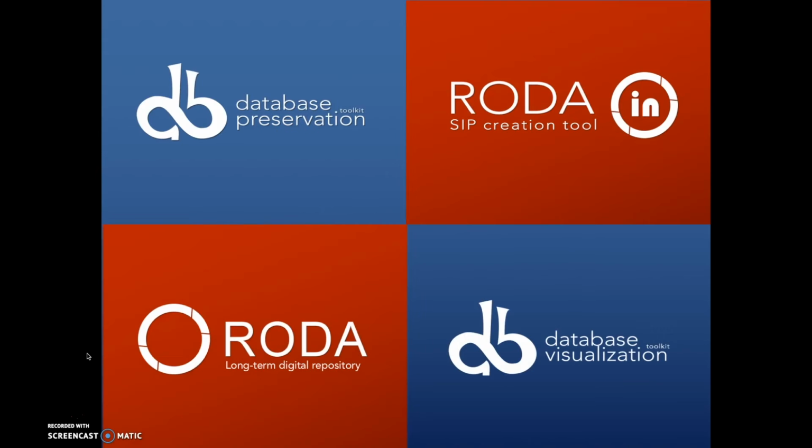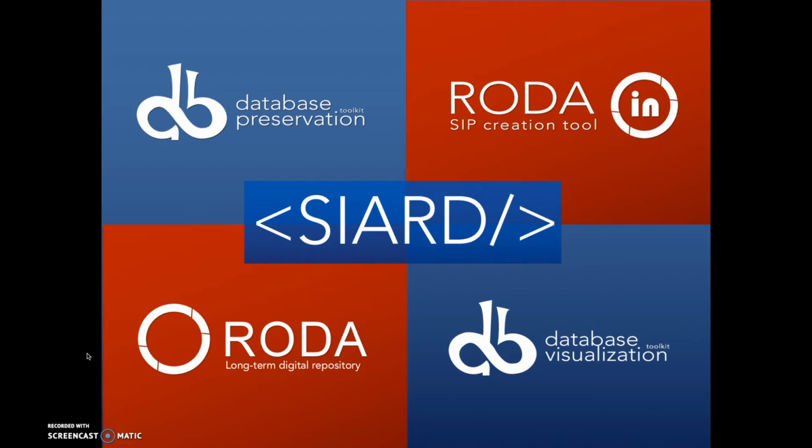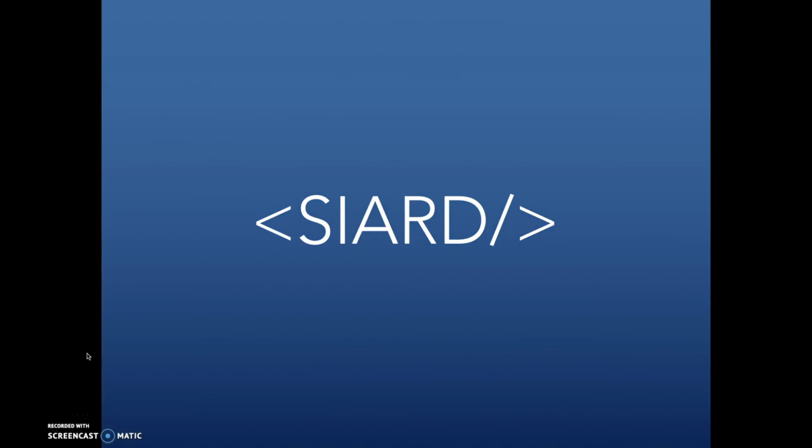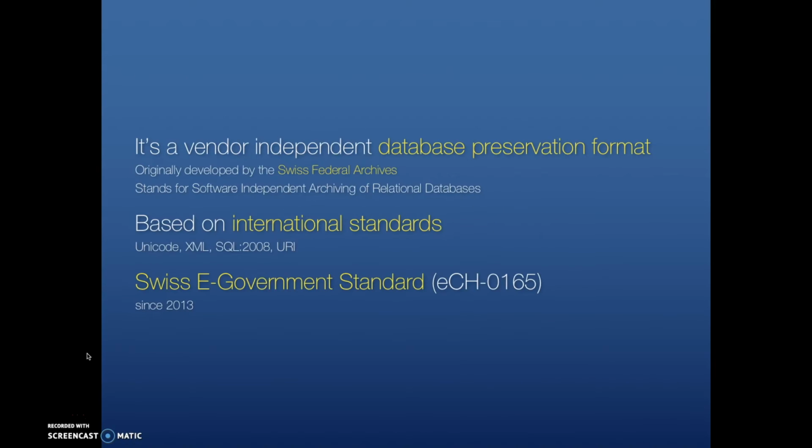So let's talk about tools and formats. How can we actually accomplish this workflow? I'm going to show you a few tools, actually 4 different tools and 1 preservation format, to implement this workflow that I just explained. And I'll start with the format. So what is this format? What is this SIARD format?